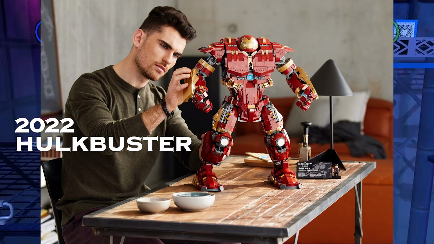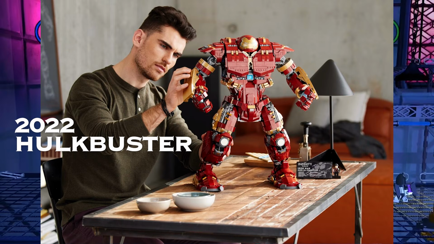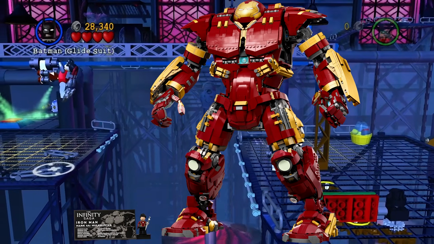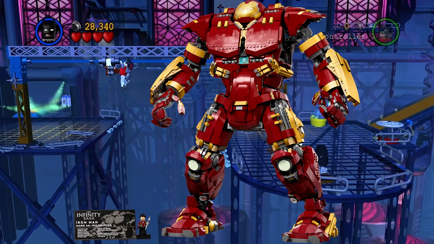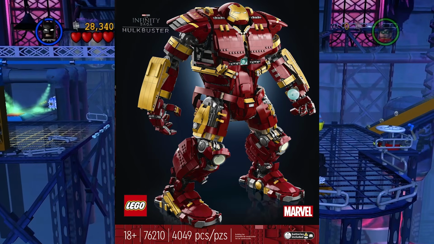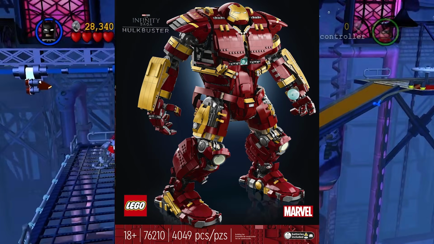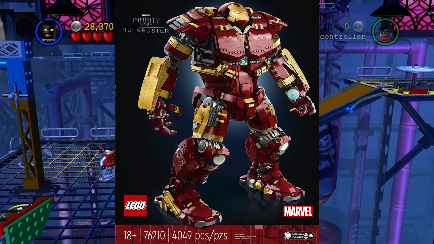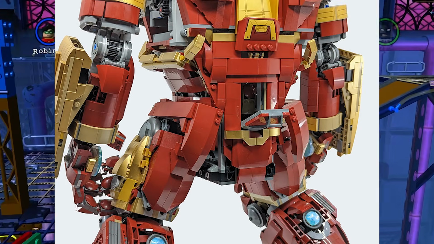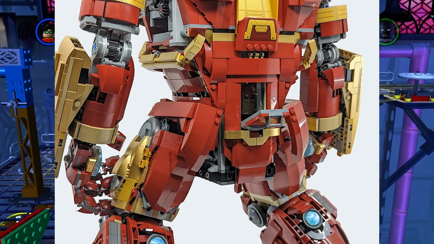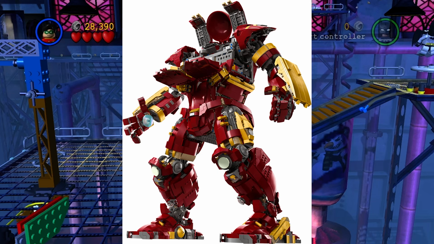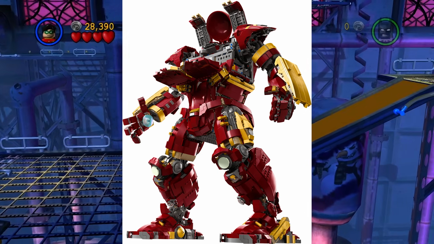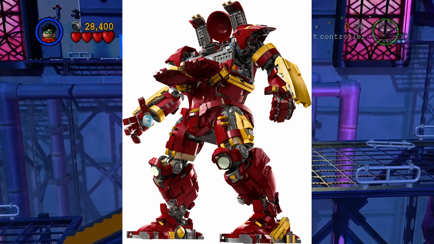2022 Hulkbuster. So in 2022, LEGO released this Ultimate Collector Series Hulkbuster set, which retailed for $550. A lot of fans were pretty quick to criticize the set, as for one thing, it was about $100 overpriced, and the build had some unfortunate shortcomings many people were not happy about. If you look at the torso from the side, there's these empty gaps under the arms that look weird. The proportions of the armor look strange.